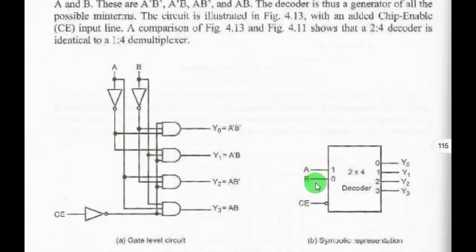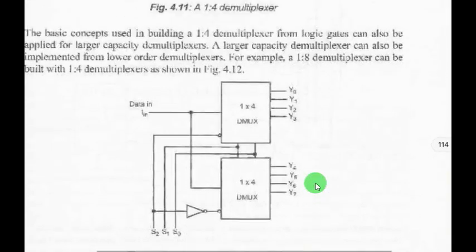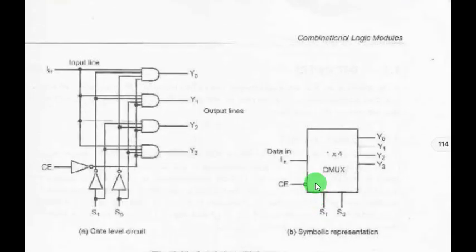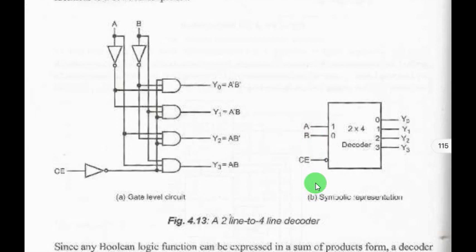A comparison of figure 4.13 and 4.11 shows that a 2-input decoder is identical to a 1 to 4 line demultiplexer. We're comparing figure 4.13 and figure 4.11. This is figure 4.13. Look at figure 4.11 right here. You observe that the implementation at the gate level is the same. Why is that? There is some slight difference.